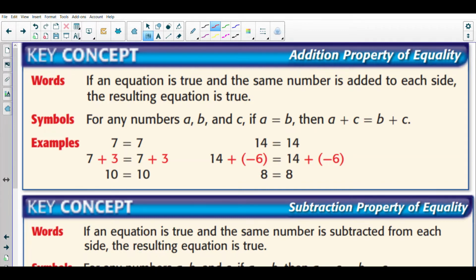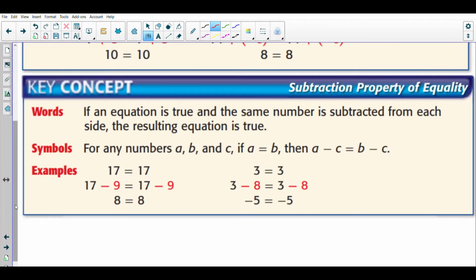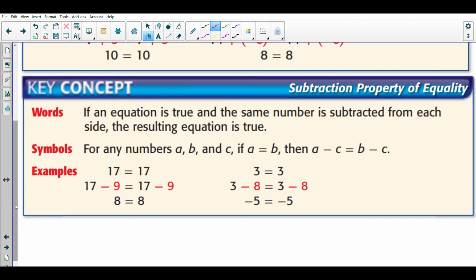So for the examples, we have 7 equals 7. If you add 3 to one side, you have to add 3 to the other side, and you get 10 equals 10. And it works for adding a negative: 14 plus negative 6 is 8, and 14 plus negative 6 is 8. That holds true for subtraction too. If an equation is true and the same number is subtracted from each side, the resulting equations are true. So 17 equals 17, subtracting 9 from both sides, remains 8 equals 8.